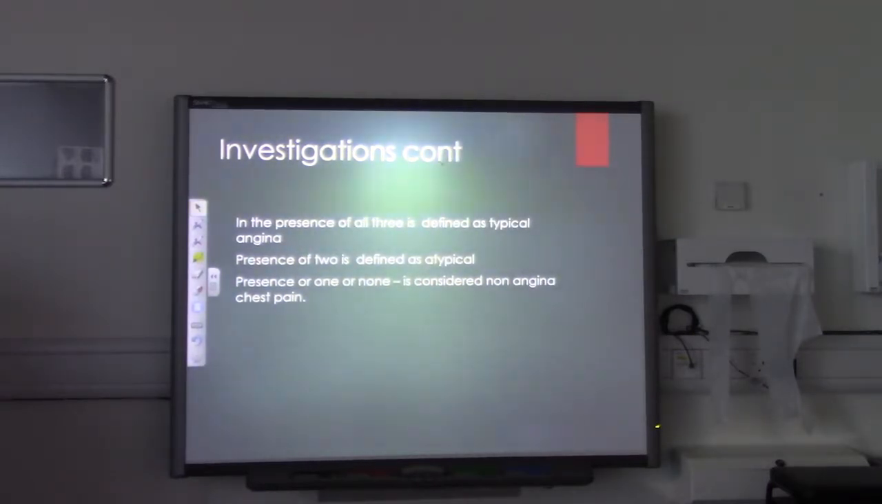This allows them then to classify or characterize pain into typical, atypical or non-angina pain. So what NICE suggests is that if your patient presents with all 3 of those signs, then it's classed as typical angina. If they've only got 2 of the 3, then they define it as atypical. And if they only present with 1 or none, then they consider that to be non-anginal chest pain.